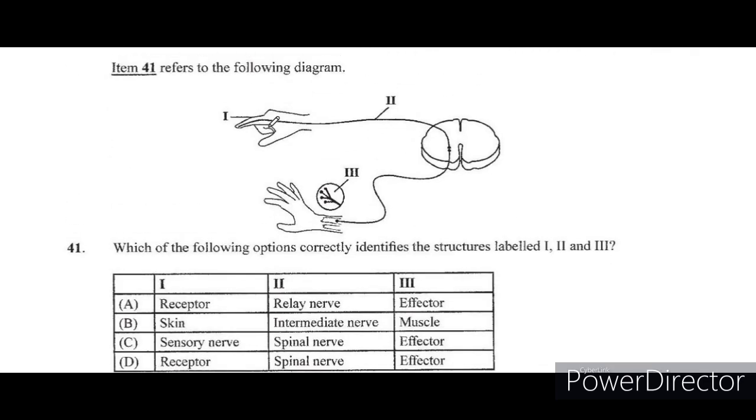41. Which of the following correctly identifies the structure labeled 1, 2, and 3? Number 3 is the effector. Number 2 is the relay neurons or the relay nerves. Number 1 is the sensor or receptor, or detector. So here we go. We have number one saying all of these.